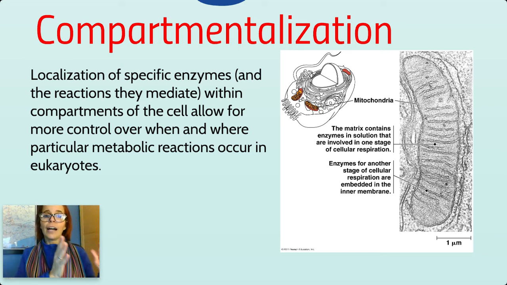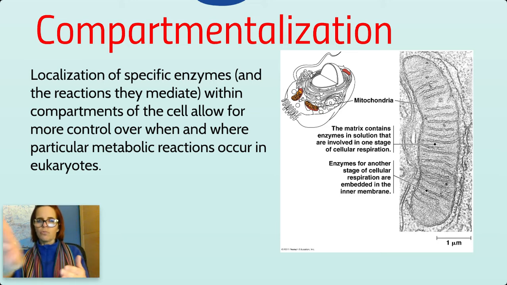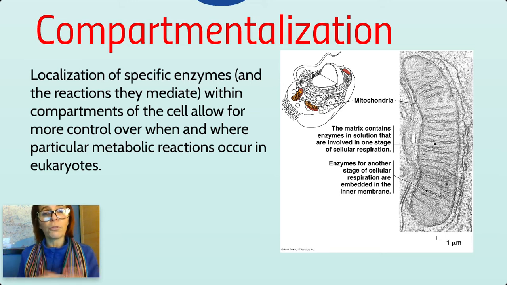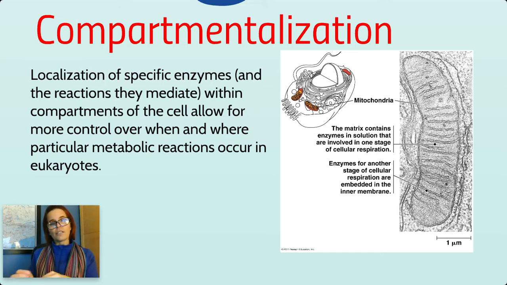Compartmentalization, we talked about in our cells unit, how important it is. The organelles give us places for different reactions to occur in different spaces. Pretty much all of those reactions are controlled by enzymes, so you have different enzymes in different organelles. The example here is the mitochondria. Reading the diagram, the matrix, the fluid inside of the mitochondria, contains enzymes in solution that are involved in one stage of cell respiration. But enzymes of a different stage of cell respiration, which we're about to learn this unit, are embedded in the inner membrane. So there are different locations for those enzymes so that the different reactions can happen in different places.